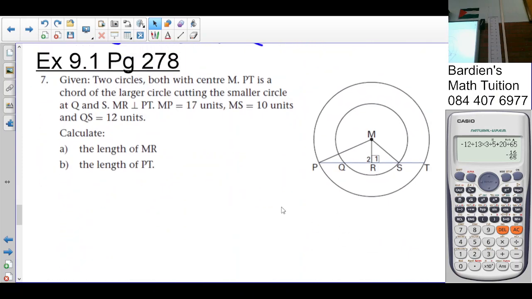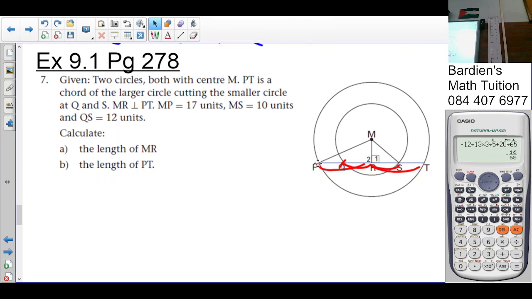Question 7, 2 circles with center M. Both centers of the circles are M. PT is a chord of the larger circle cutting the smaller circle at Q, which is this point here, and S. Then MR is perpendicular. So if MR is perpendicular to TP, then one can conclude that PR is equal to RS. Why? Perpendicular from center to chord bisects the chord. As well as QR is equal to RS. Why? Perpendicular from center to chord bisects the chord.